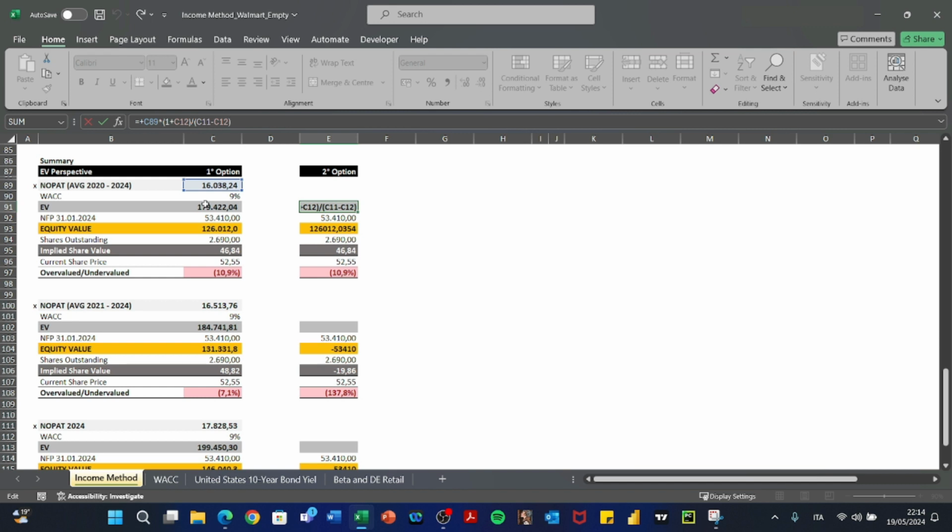and in this formula you're assuming that your company is making 16.038 million of NOPAT each year forever, while in this other option you are supposing that your company is making 16.038 million each year times 1 plus the growth rate, which means it is making a bit more year by year.